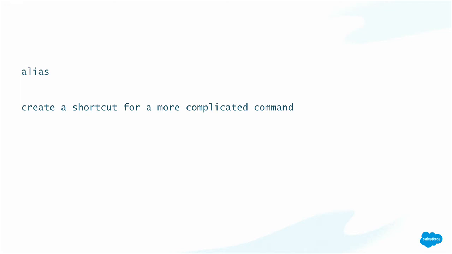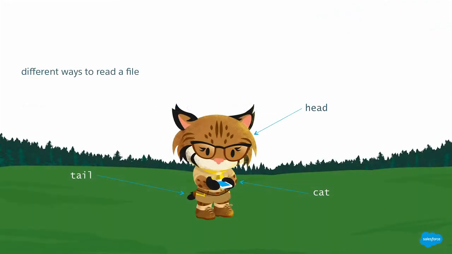We already saw how to read a file and then spit it out to standard out. Anyone remember what that's called? How do we output the file contents? Cat, yes. There's also head and tail. Head reads from the top of a file, and tail reads from the bottom of a file.